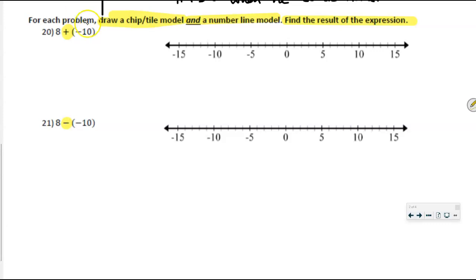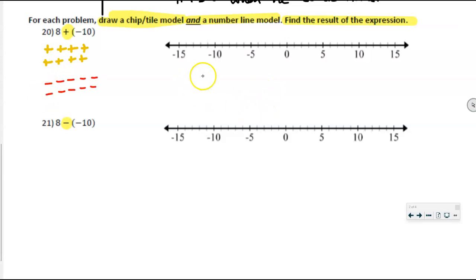So as I'm preparing to draw a chip tile model, I'm going to pause and think. This is 8 balloons, add 10 rocks. I'm going to draw my 8 balloons. And since it is an addition problem, I'm simply going to add 10 rocks. So I'm going to start drawing in 10 rocks. 1, 2, 3, 4, 5, 6, 7, 8, 9, and 10.